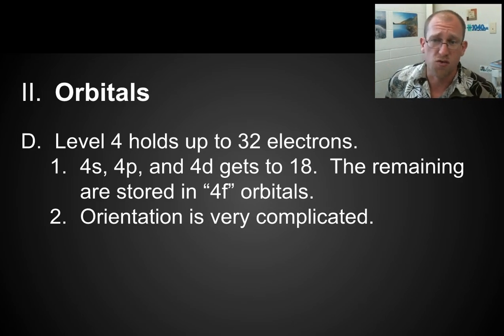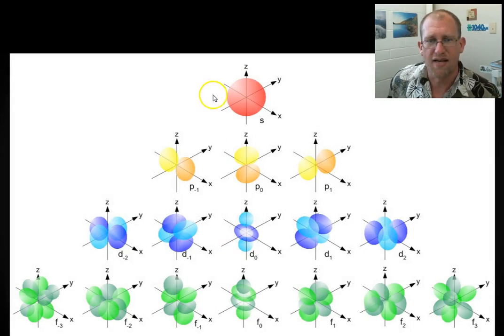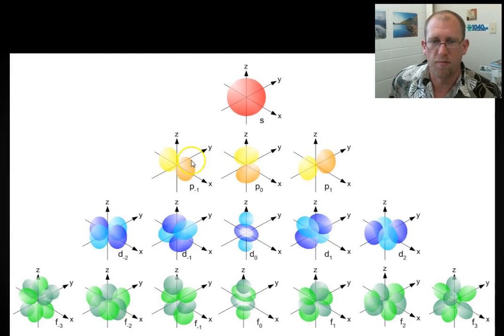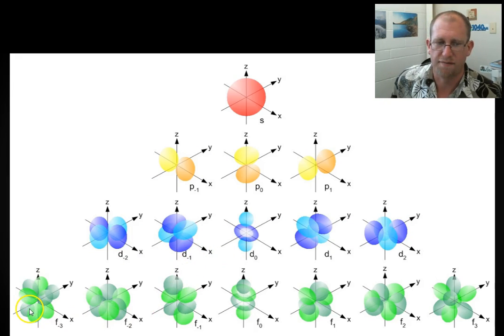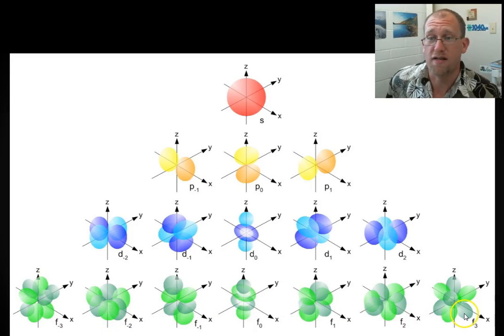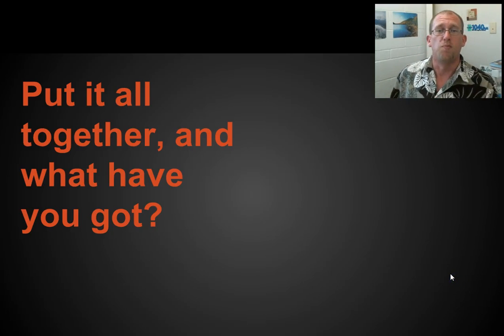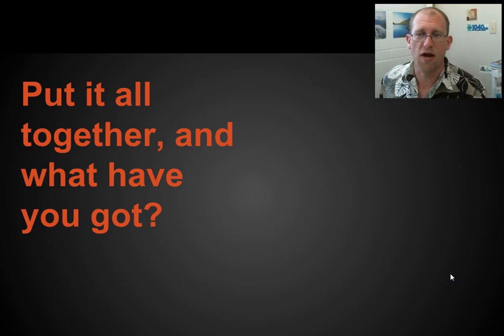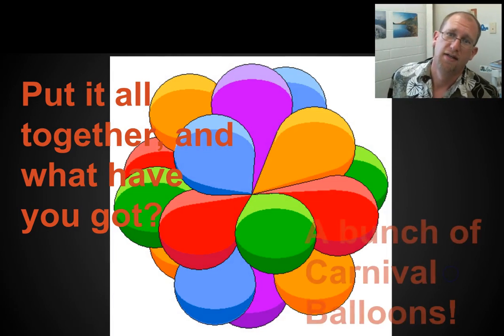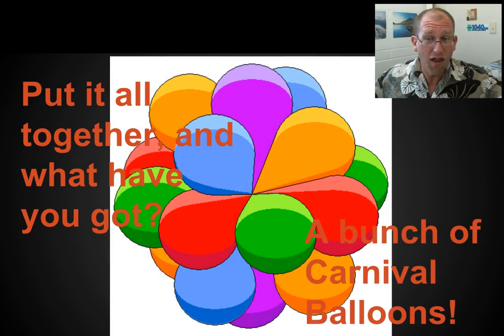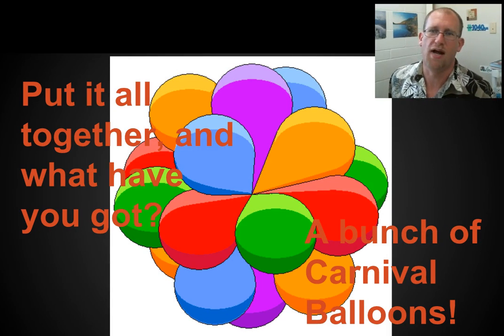Okay, orientation is weird. Let me just show you a picture so I can tell you I showed you a picture. Here's the S, here's the P's, right? Little oblong things on the axes. Here's the D's, little double oblong things diagonal to the axes. And here's the F's. Holy moly, look at that. And here's their names. Okay, now you've seen it. If you put it all together, you get this strange looking thing that looks like a bunch of carnival balloons.